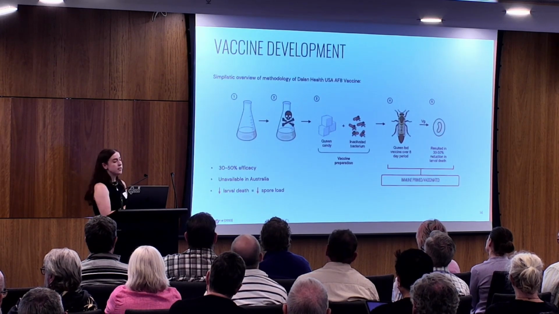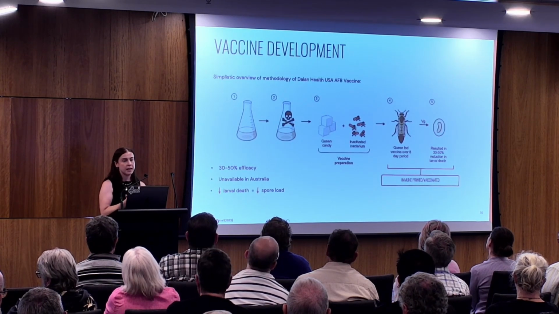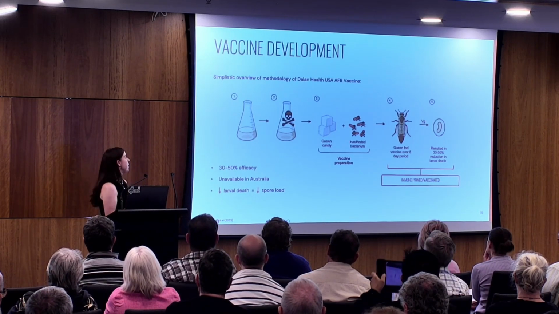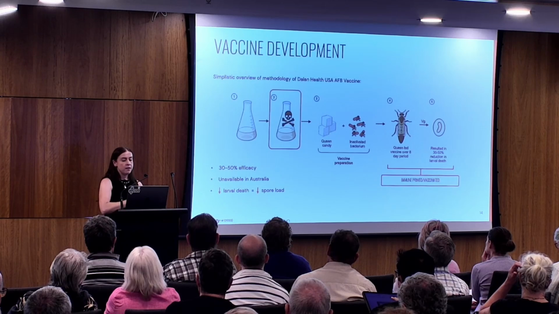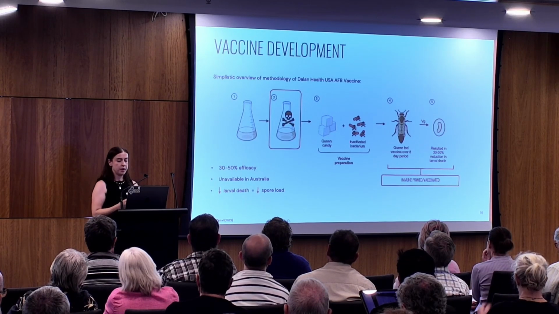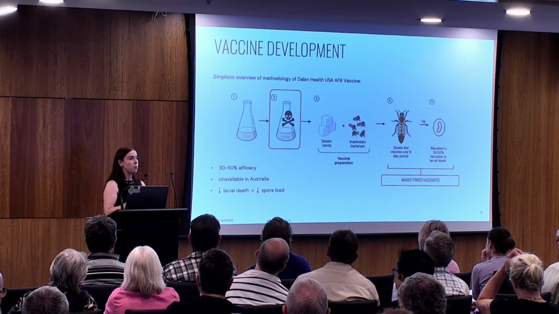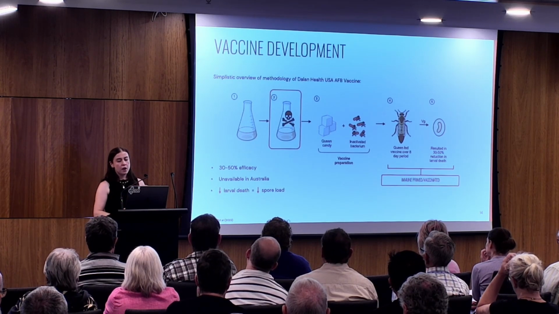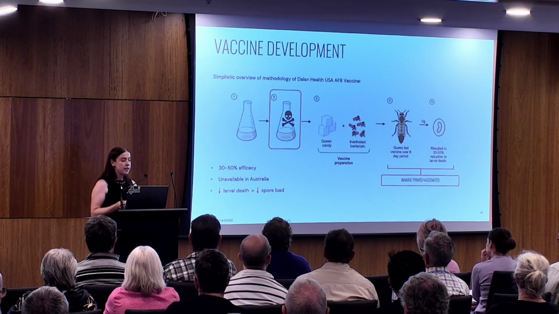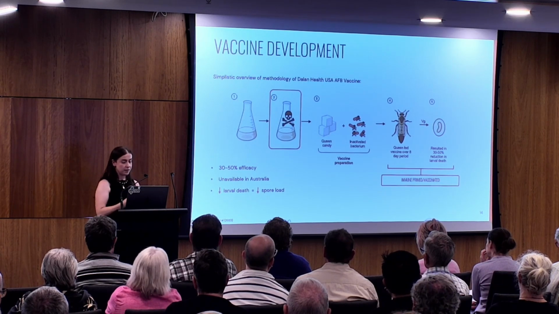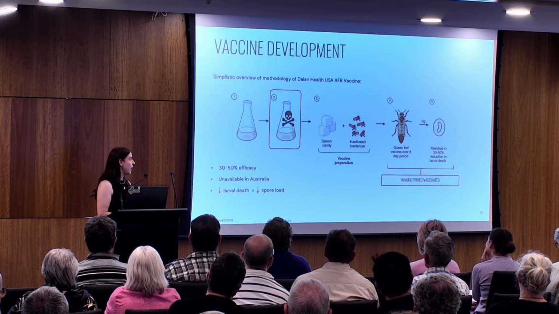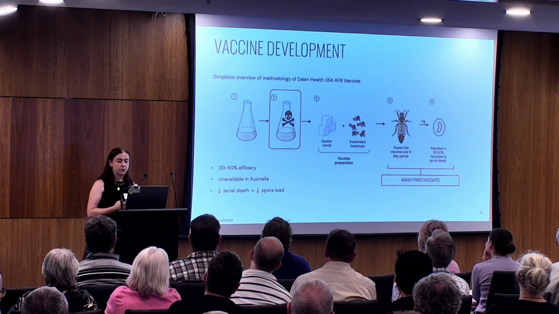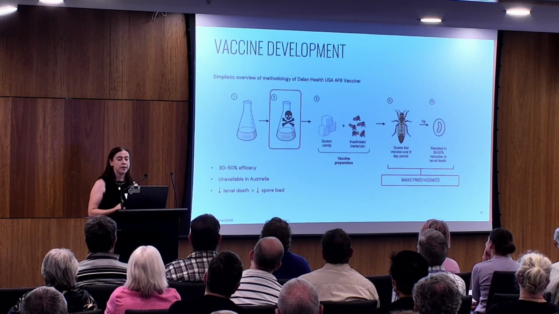The image here is a simplistic overview of the development of the Dalan Animal Health vaccine. This vaccine works by inactivating the AFB bacterium, which is then fed to the queen over an 8-day period. Inactivation is pretty much where we cause the bacterium to stop replicating. When the queen is fed this inactivated bacterium, it is then transported to her eggs via VG, which then primes her offspring. This vaccine has an efficacy of around 30 to 50%.